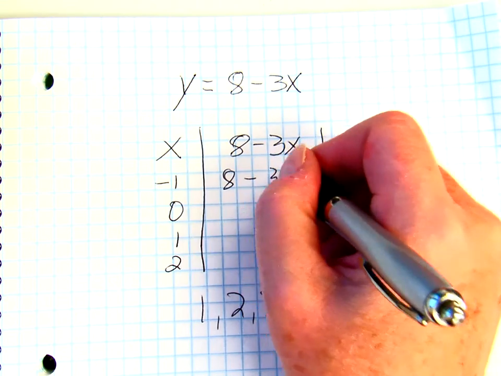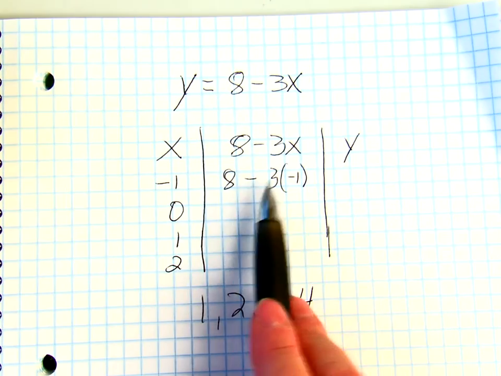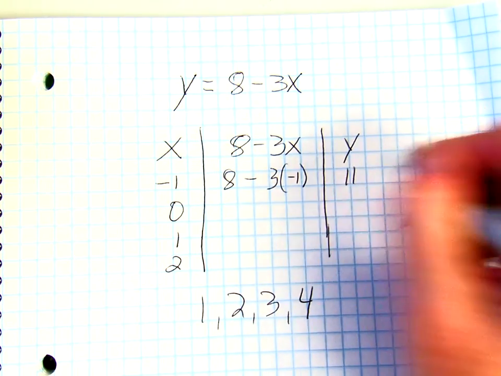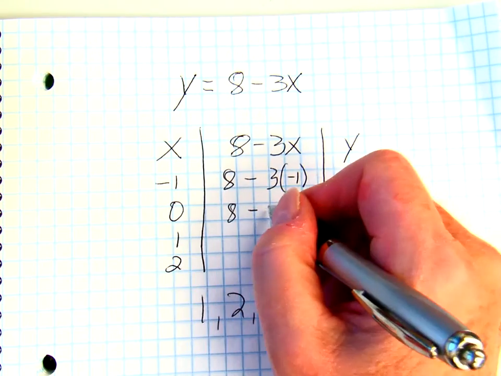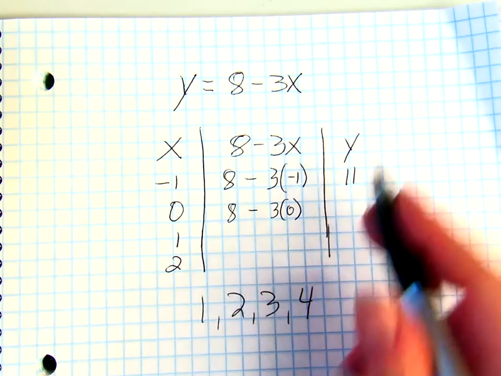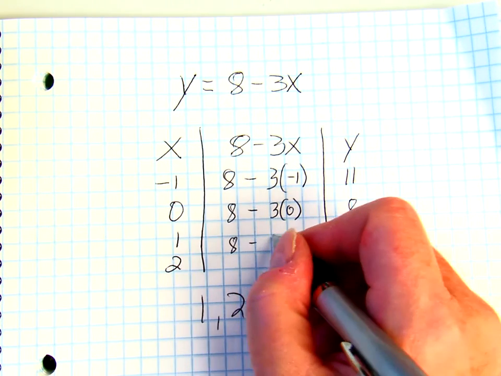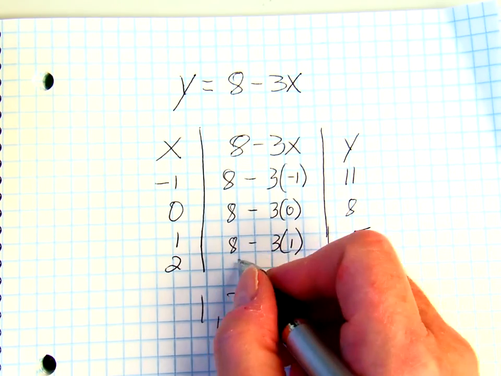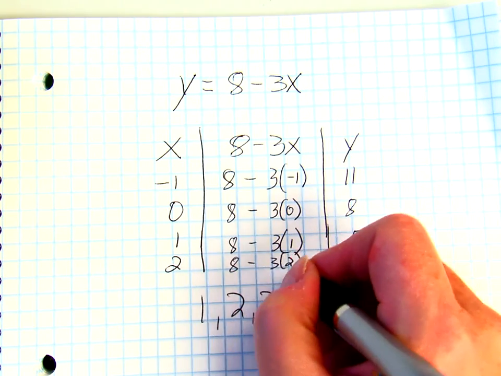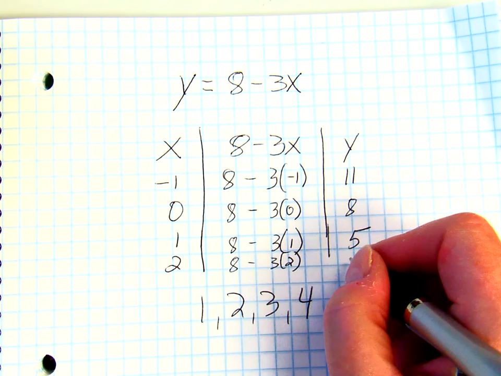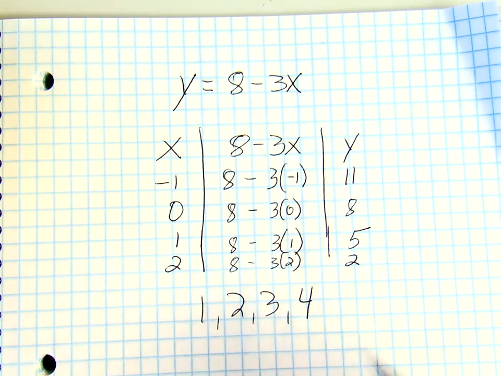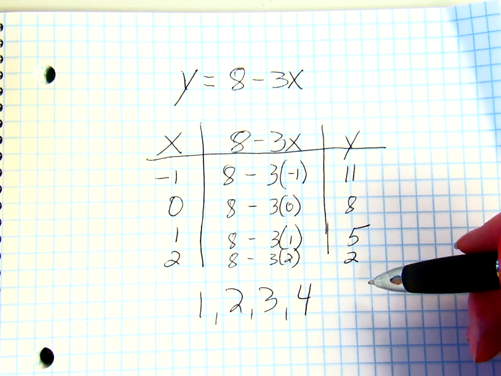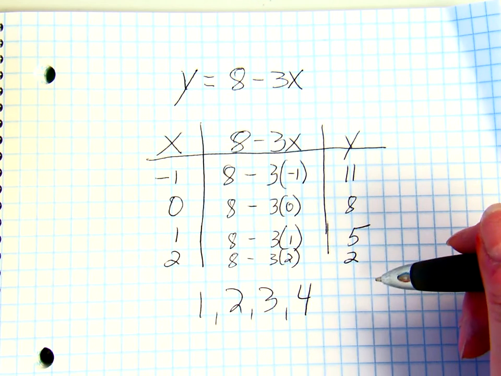And all we're doing here is saying 8 minus 3 times negative 1. So that's going to be negative 3. So 8 minus a negative 3 is 8 plus 3, which is 11. 8 minus 3 times 0. 8 minus 0 is 8. 8 minus 3 times 1. 8 minus 3 is 5. And then 8 minus 3 times 2. 8 minus 6 is 2. So that's going to give you your chart of values.